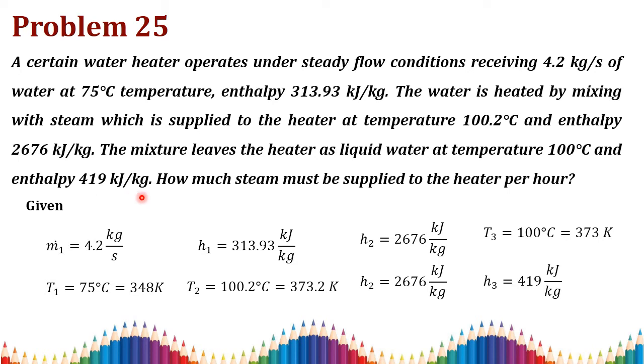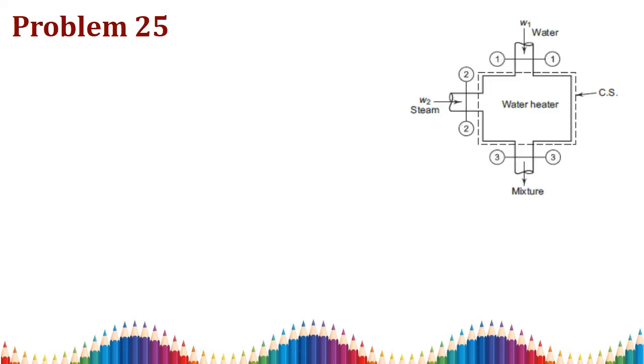Here, how much steam must be supplied to the heater per hour? To heat the water, how much steam is supplied? The steam condition is 2. They are asking for the mass flow rate of steam, that is m dot 2, per hour. So these are all the given data. They are asking about the steam supplied to the heater per hour.